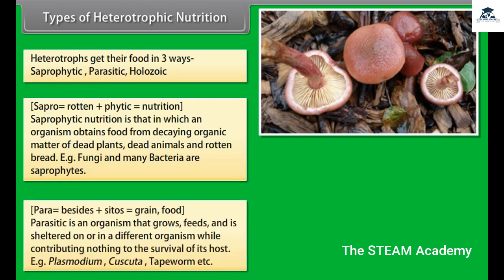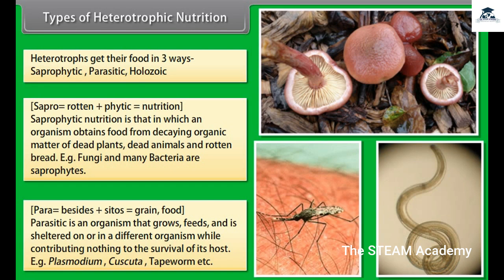Para means besides, cytos means grain food. Parasitic is an organism that grows, feeds, and is sheltered on or in a different organism while contributing nothing to the survival of its host. That is, Plasmodium, cuscuta, tapeworm, etc.